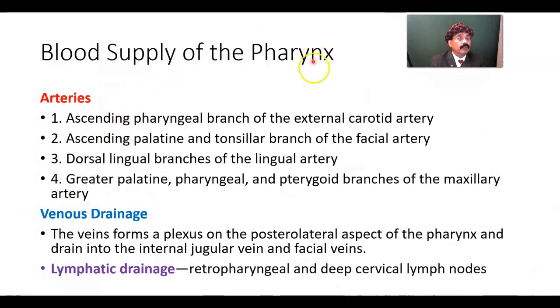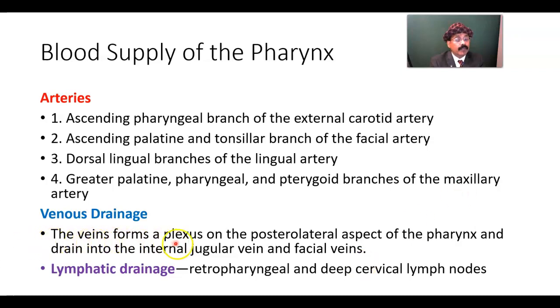Blood supply of the pharynx, you must remember: the ascending pharyngeal branch of the external carotid artery is a very slender artery. Ascending palatine and tonsillar branches of the facial artery. The facial artery is also a branch of the external carotid artery. Dorsal lingual branch of the lingual artery, that is also a branch of the external carotid artery. Palatine, pharyngeal and pterygoid branches of the maxillary artery.